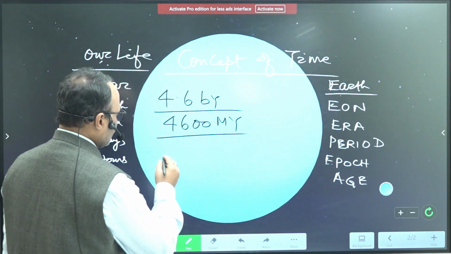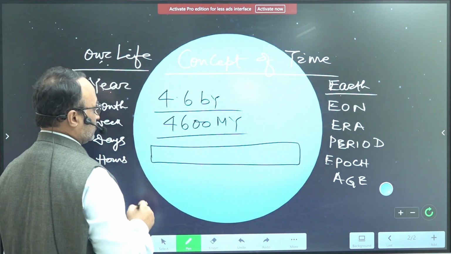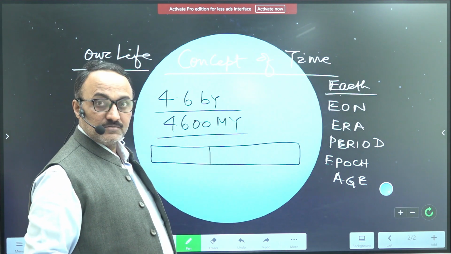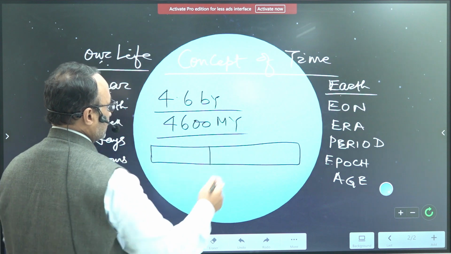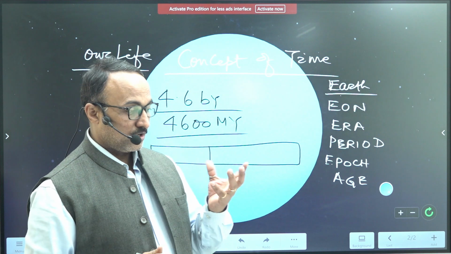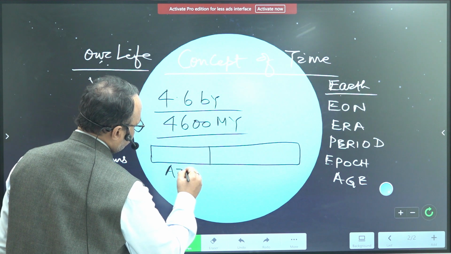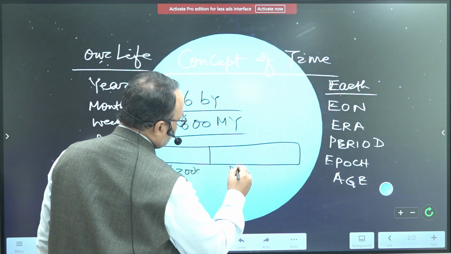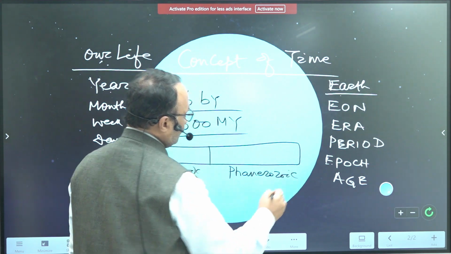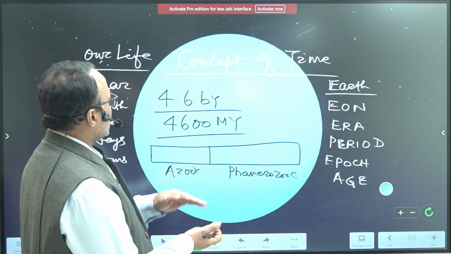So this entire duration of time has been divided into two major units on the basis of presence of fossils or evidence of life. So Azoic and Phanerozoic terms have been coined to represent those successions inside the earth.